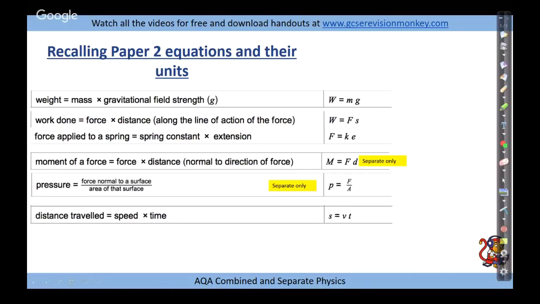Okay, another separate science only equation here, pressure equals force divided by area. So you may need this for this paper, particularly when we come to fluid density. So an equation that everyone needs to know: distance travelled equals speed times time, or speed equals distance over time, an equation you've used for many years.